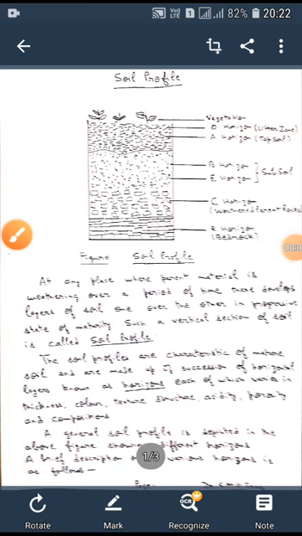Welcome to all. Our topic for study today is soil profile. What do you understand by soil profile? In very short words, a vertical section of soil is called a soil profile.